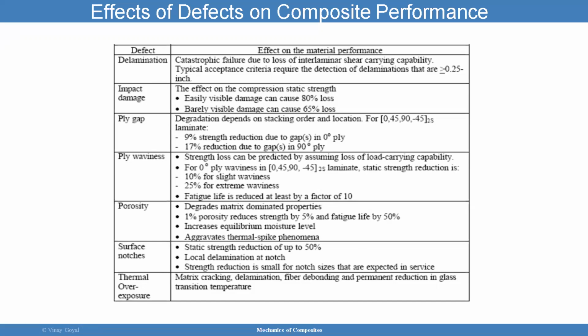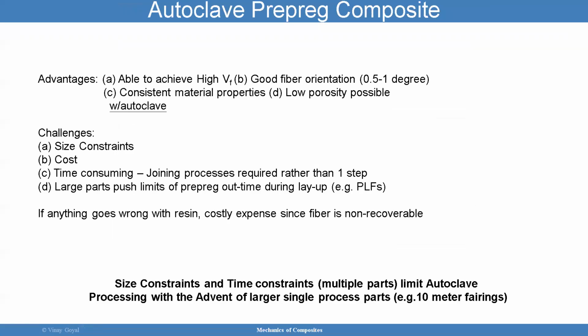In other words, you can have irreversible damage there. Autoclave prepreg composite. So the advantages are that you're able to achieve a high fiber volume content with autoclave prepreg composite. And I'm talking about autoclave, not out-of-autoclave. So autoclave prepreg composite can give you high fiber volume fraction, good fiber orientation, a 0.5 to 1 degree, consistent material properties, and low porosity with autoclave.